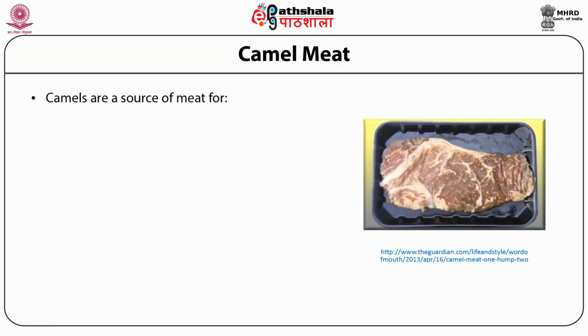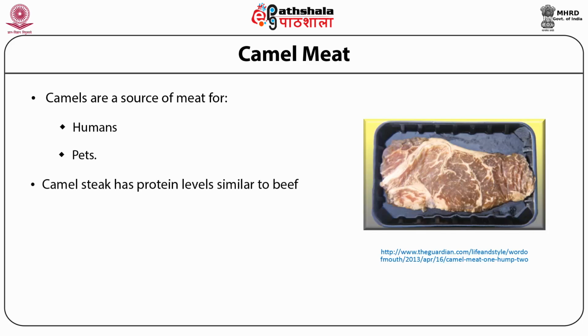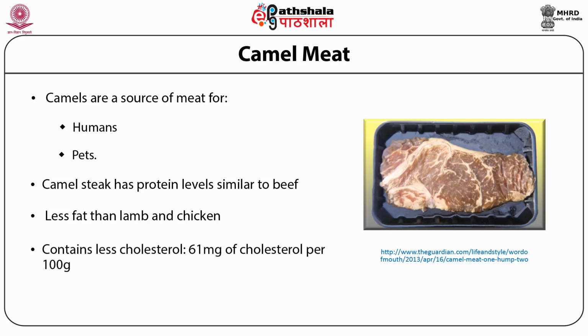Camels are a source of meat for humans and pets. Comparisons of camel meat with other meats show that camel steak has protein levels similar to beef. It has significantly less fat than lamb and chicken, which have 8 times more fat, and pork chops, which have 14 times more fat than a camel steak. This also contains less cholesterol, 61 mg of cholesterol per 100 gram, compared with 70 mg beef, 130 mg lamb, and 100 mg chops. Fat and ash content of camel meat is lower than that of beef.